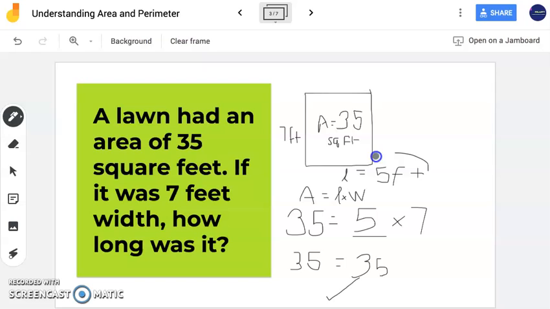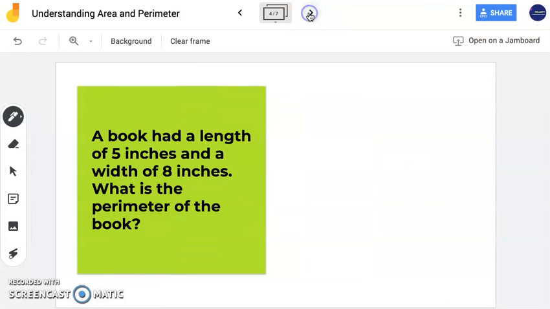And I like to go back and reread the question saying, if it was 7 feet wide, how long was it? So we're finding that missing value here of 5 feet, confirming that I did answer the question in my problem. Notice I'm rereading this entire problem, and that's okay. You need to make sure you're reading each problem.